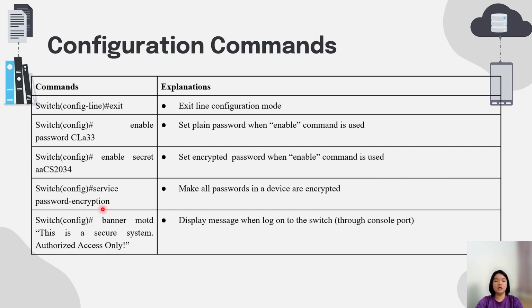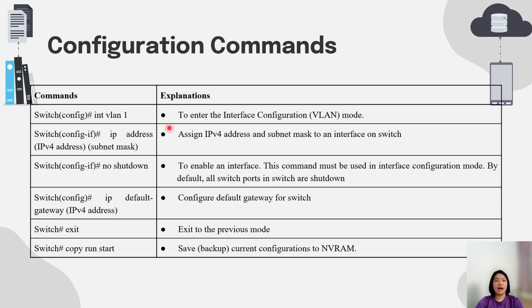Service password encryption can make all the passwords in a device encrypted. Banner MOTD is used to display a message when logged on to the switch through the console port. INT VLAN 1 is used to enter the interface configuration VLAN mode. IP address, IPv4 address, subnet mask is used to assign an IPv4 address and subnet mask to an interface on switch and router. No shutdown is used to enable an interface. It is used in interface configuration mode.